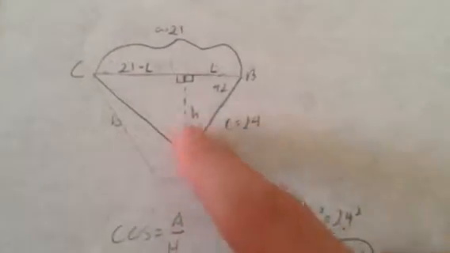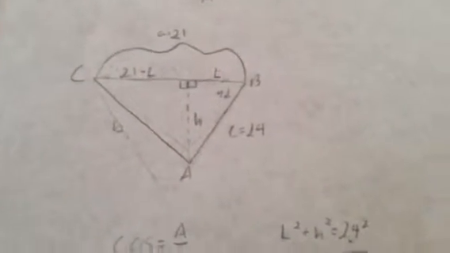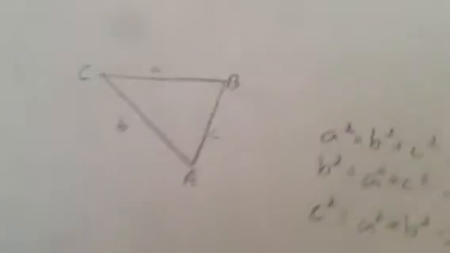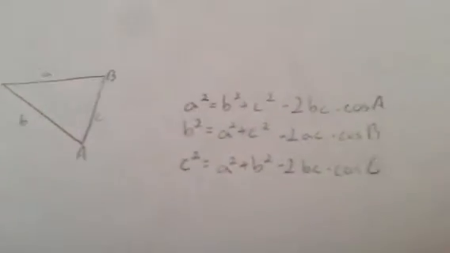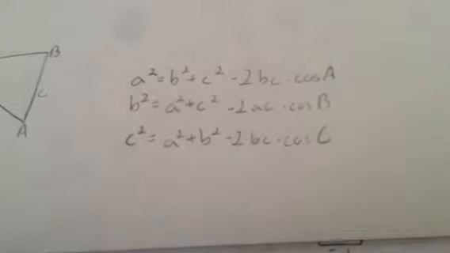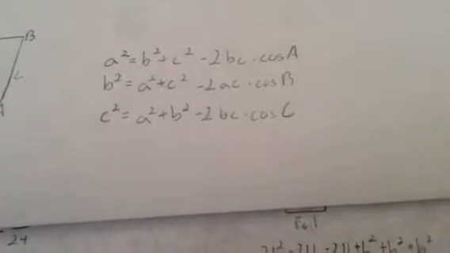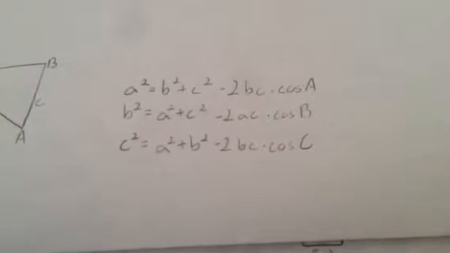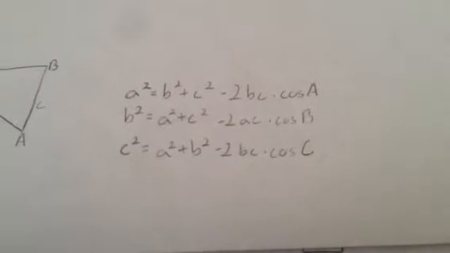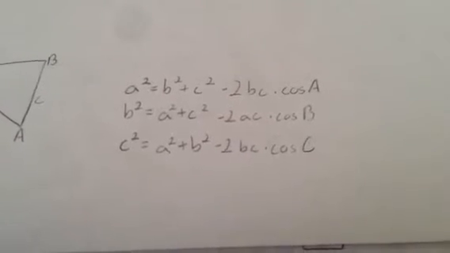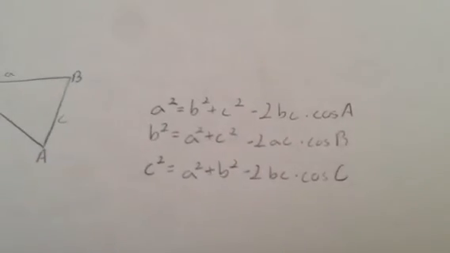But that's how we find it, because we needed to find the right triangle. We needed to make two right triangles, so that way we could find out how to find each of these values and how they fit into this triangle. And by doing all those steps, we find these three formulas. A squared equals B squared plus C squared minus 2BC times cosine of A. B squared equals A squared plus C squared minus 2AC times the cosine of B. And C squared equals A squared plus B squared minus 2AB times the cosine of C. And yes, that's how you find the law of cosines.